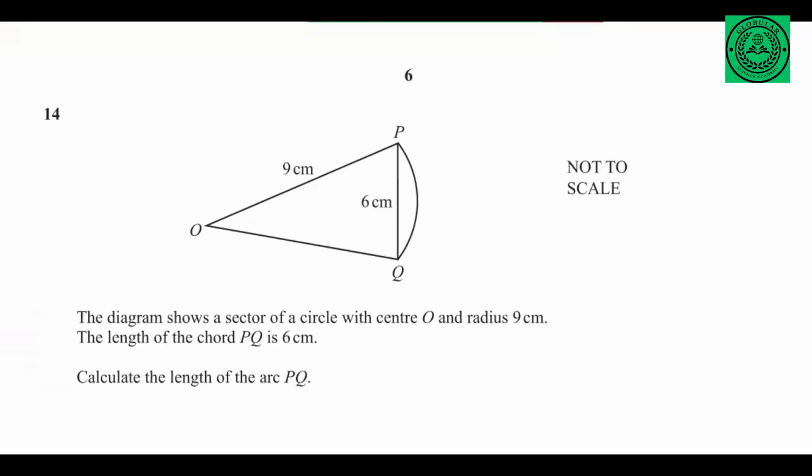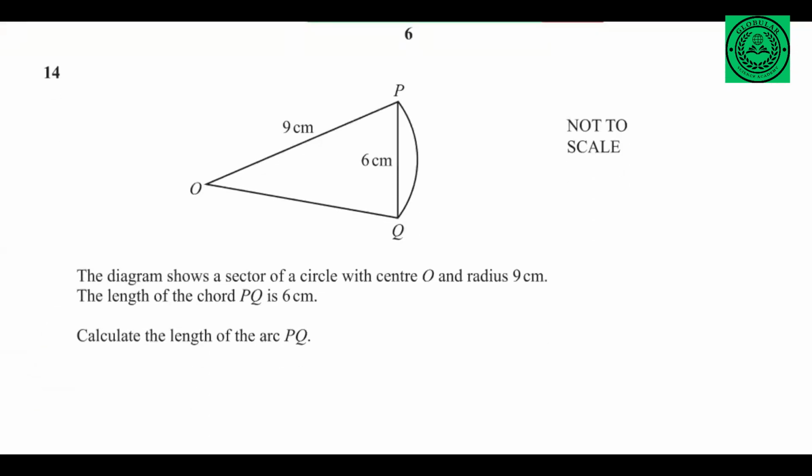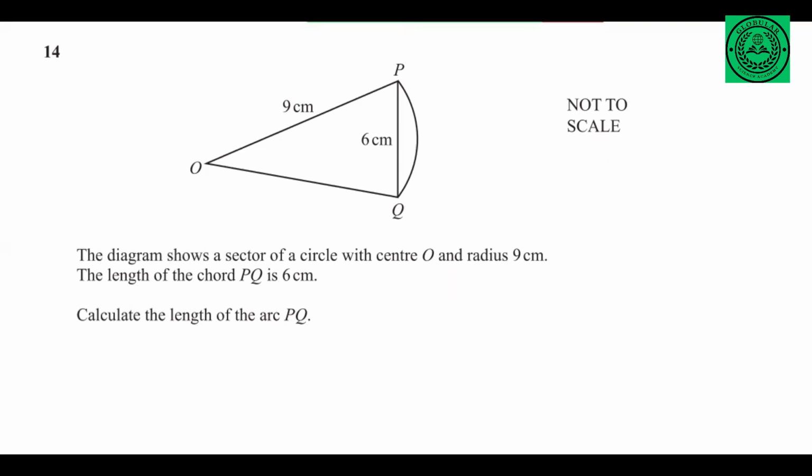Okay, next question is question number 14. In question number 14, we see a diagram of a sector. This is a sector, where O is the center of the circle, and OP is one radius, and OQ is also a radius. OP is given as 9, so OQ also turns out to be 9 centimeters. And then there is a chord from P to Q, which is 6 centimeters long.